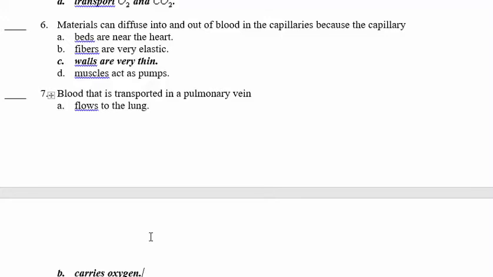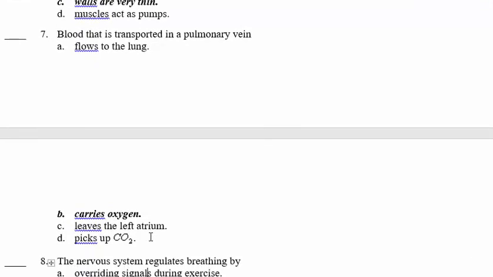Number 7, blood that is transported in a pulmonary vein. All of the arteries contain oxygenated blood and all of the veins contain deoxygenated blood, except the pulmonary vein is the vein coming from the lungs, and it is full of oxygenated blood. So why do we call it a vein although it is carrying oxygenated blood? Because it's returning to the heart. Whatever returns the blood to the heart, we call it a vein, and whatever takes the blood away from the heart, we call it an artery.